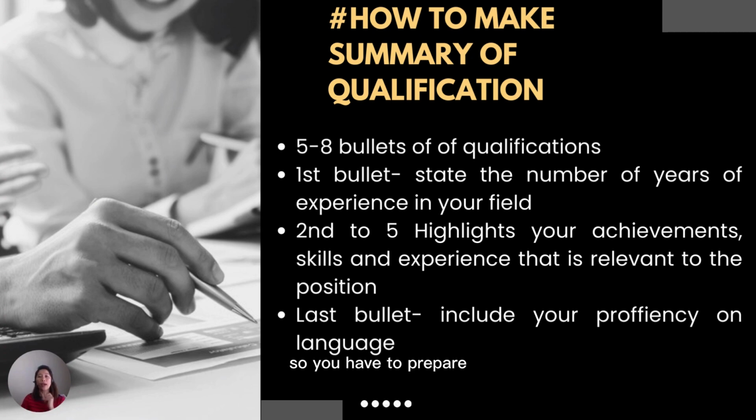So you have to prepare 5 to 8 bullets of your qualifications. And on the first bullet, you can just state the number of years of your experience in your field, and then later on, I'll give you an example on how to do it. And then on the second to the fifth line of your summary of qualifications, you need to highlight your achievements, skills, and experience that is relevant to the position.